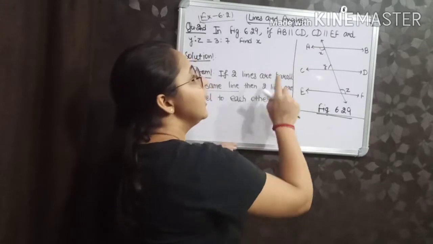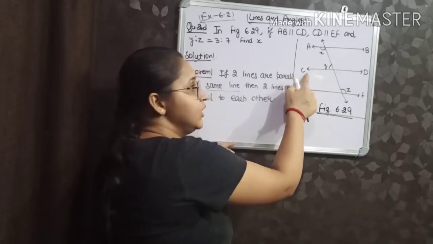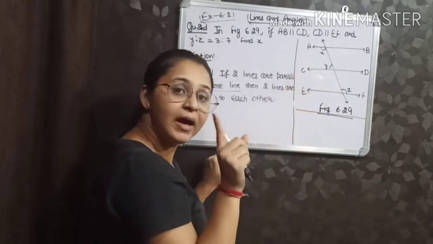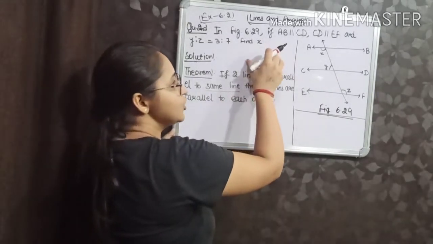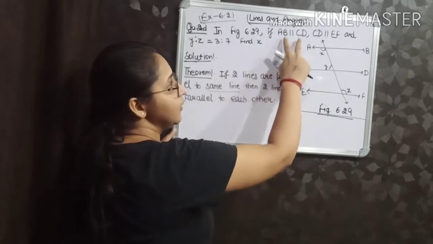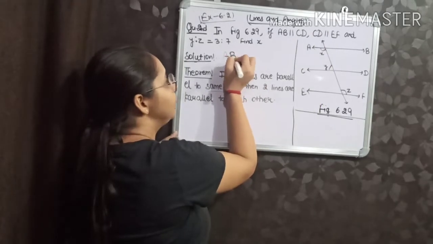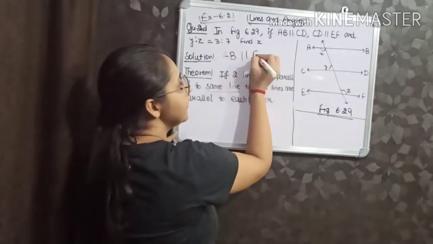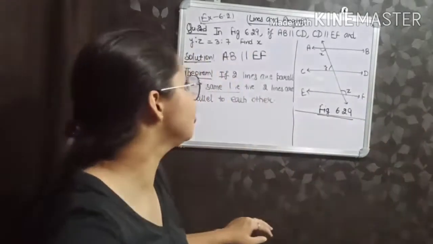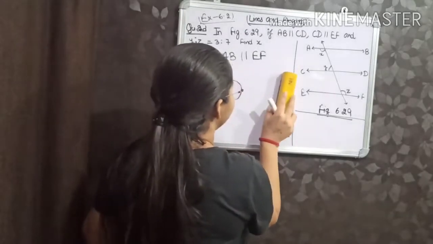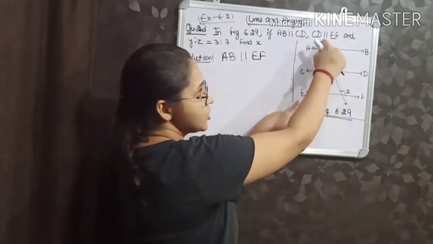Okay, I am repeating. If AB is parallel to CD, EF is parallel to CD, then AB and EF will be parallel to each other by this theorem. So, for moving to the solution of this question, I can write that if AB and CD are parallel, CD and EF are parallel, then AB is parallel to EF by this theorem. Okay, now see that AB and EF are parallel, and this is a transversal line.